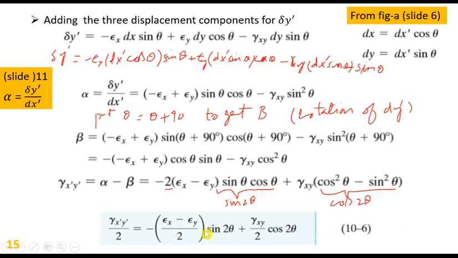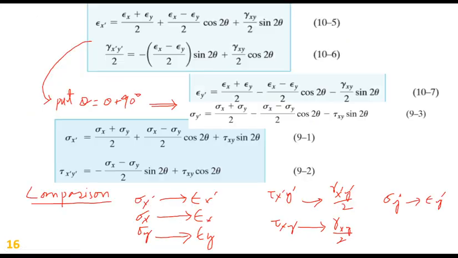Why have we divided here? Because we have to compare with the stress, and for that that term was divided by 2. That's why we have divided the whole equation by 2, and it will be easy for you to remember. Just look at this equation. So this we have derived, and if in this 10.5 we put theta equal to theta plus 90, we will get epsilon y prime, similarly as we have done in the case of stress. So this will be equation 10.7.